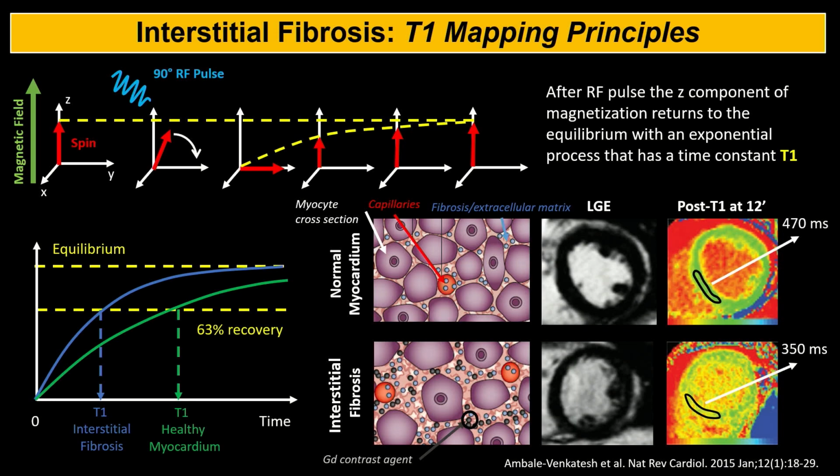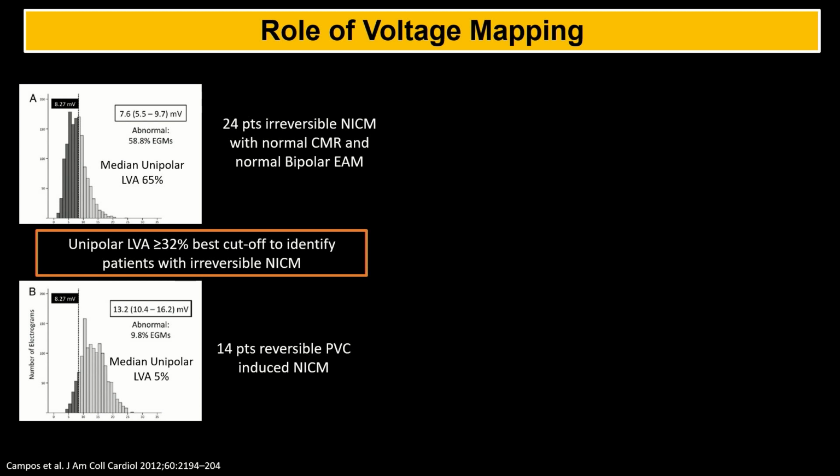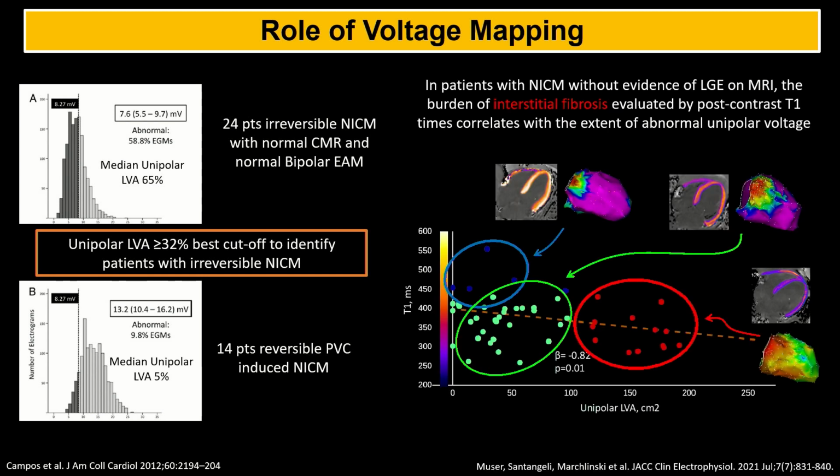Now we have some new MRI techniques, such as parametric mapping and in particular T1 mapping, which are able to detect even the presence of diffuse interstitial fibrosis and even without the use of contrast agent, because they rely on the different response of the scar tissue and the healthy myocardium to the magnetic field and the radiofrequency pulse. We know that the diffuse interstitial fibrosis detected by T1 mapping correlates with the unipolar voltage abnormality that we can detect on invasive electroanatomical mapping.